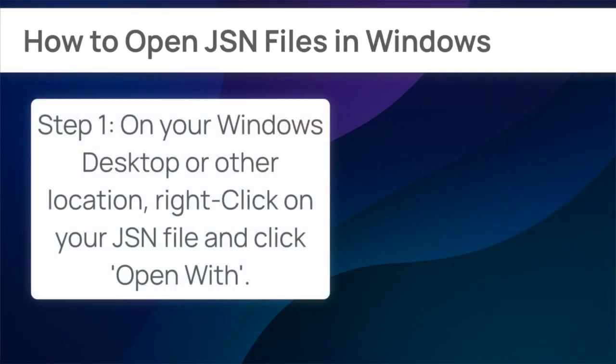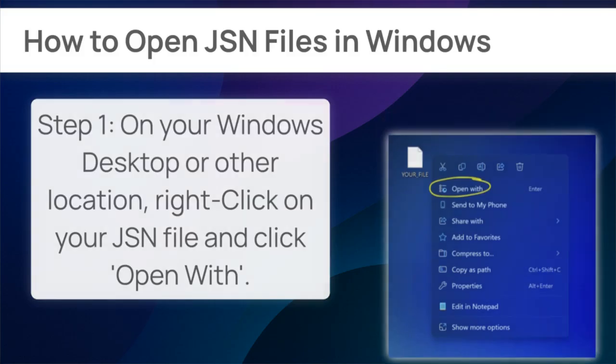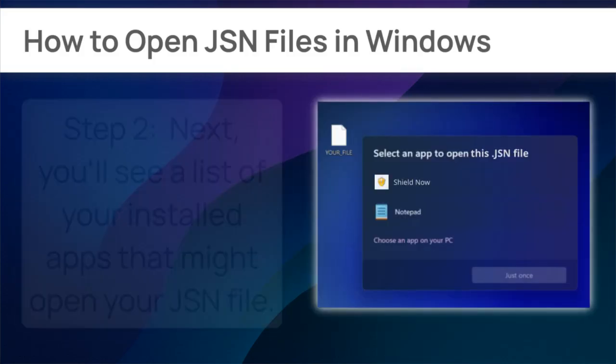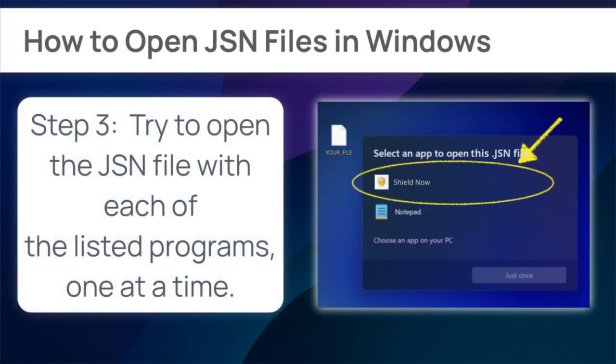The first action is to find a successful opener. Right-click the JSN file and click Open With. Test Shield Now if present. If it is unavailable, select another program. We need to check every option in the list.